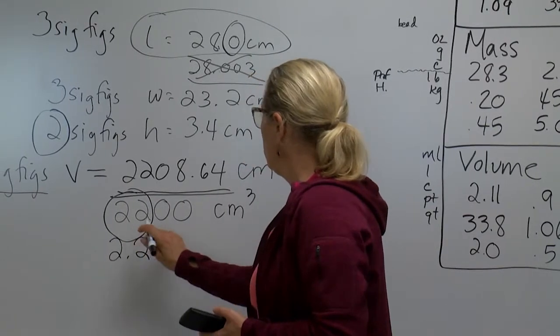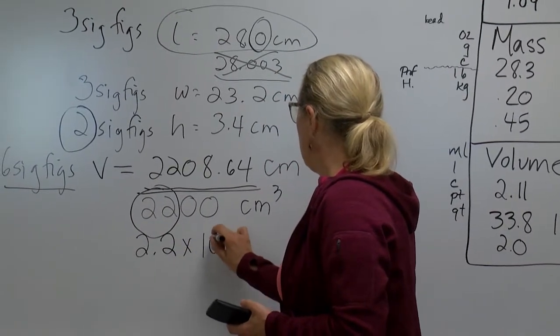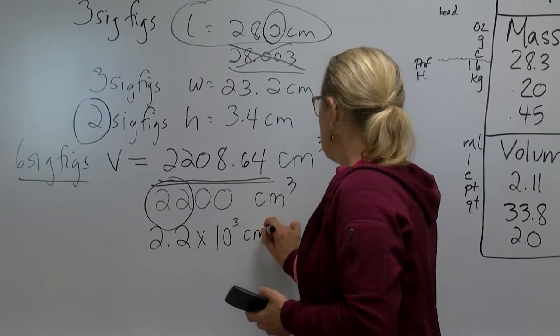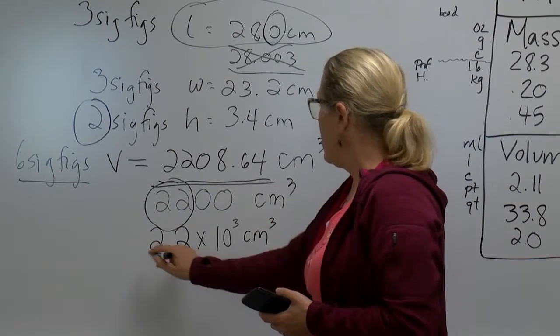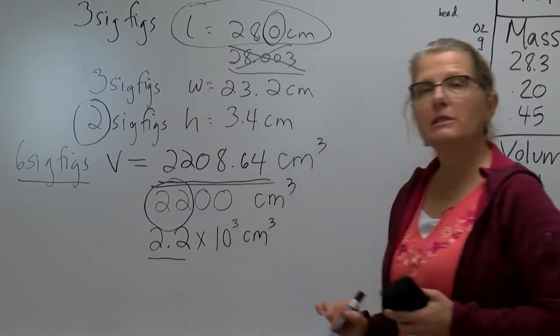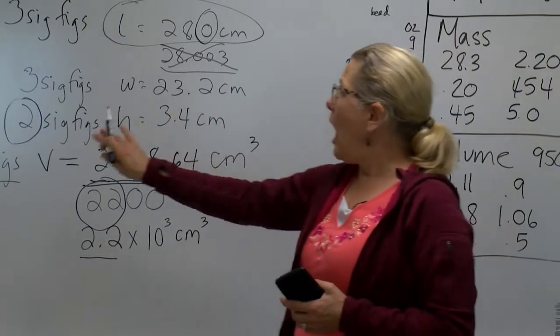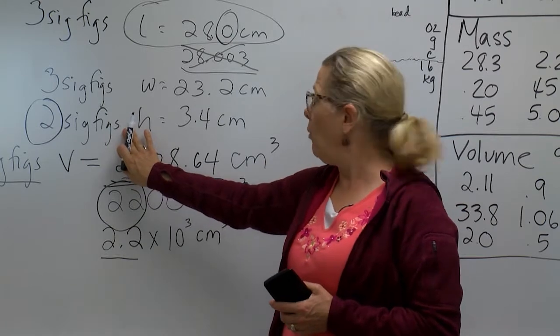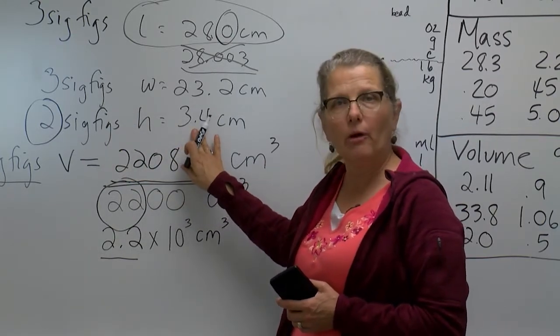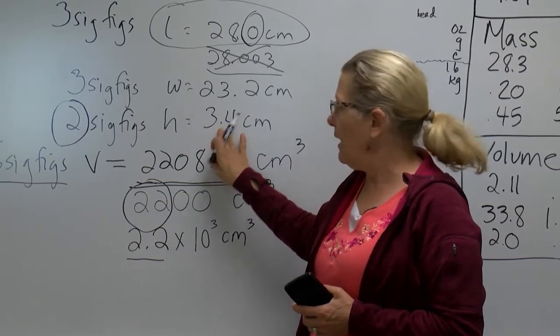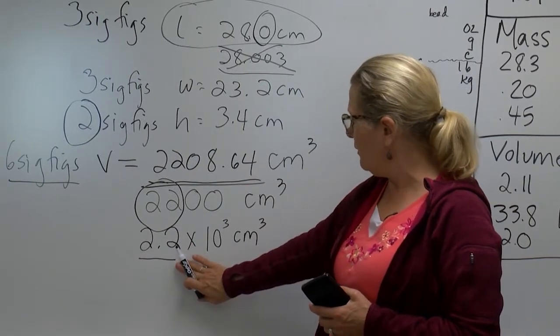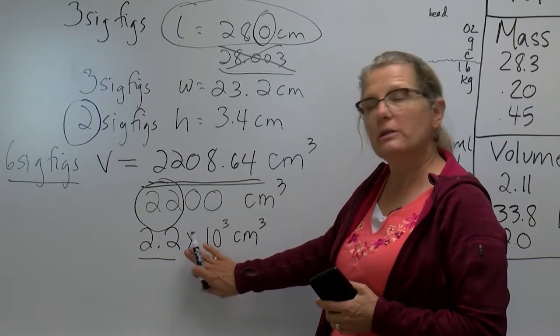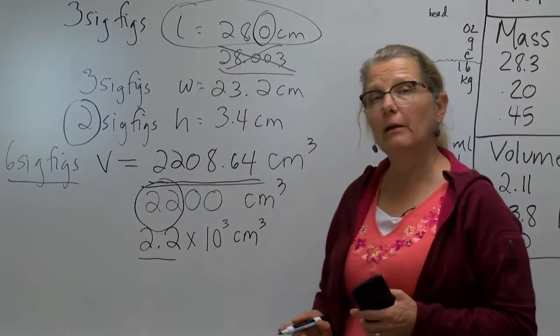2.2 times 10 to the third centimeters cubed. 2.2 times 10 to the third. Our data point with the least number of significant figures was this one, the height of 3.4 centimeters. And so our answer is 2.2 times 10 to the third centimeters.